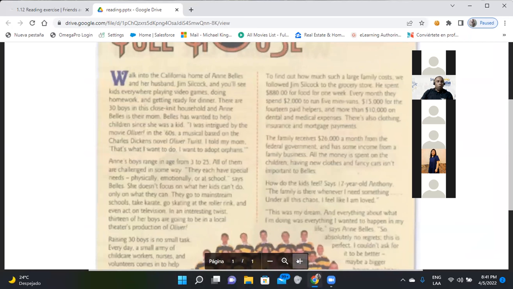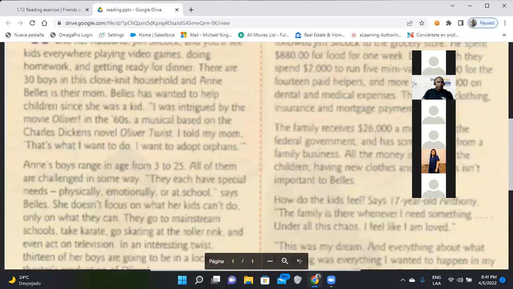Full house. Walk into the California home of Ann Bells and her husband, Jim Silcock, and you'll see kids everywhere playing video games, doing homework, and getting ready for dinner. There are 30 boys in this close-knit household, and Ann Bell is their mom. Bells has wanted to help children since she was a kid. I was intrigued by the movie Oliver in the 1960s, a musical based on the Charles Dickens novel, Oliver Twist. I told my mom, that's what I want to do. I want to adopt orphans.